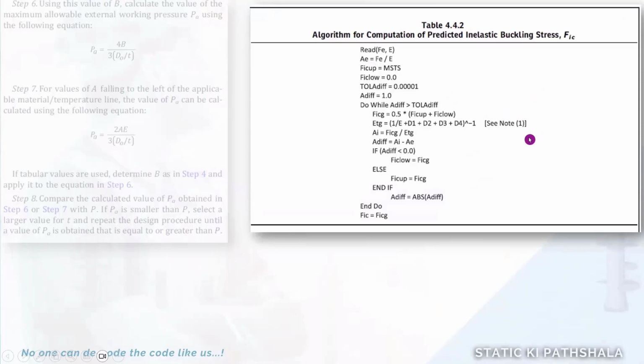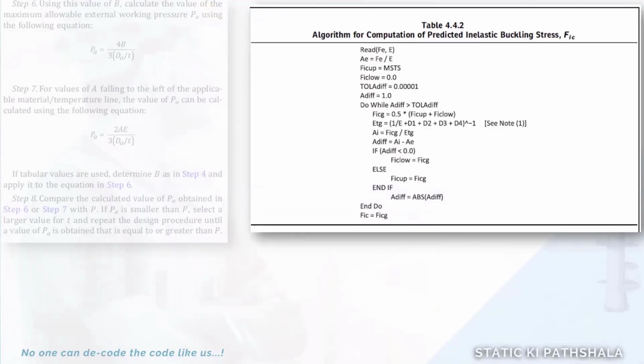So this program is nothing but an iteration loop that you have to follow to calculate the FIC value. It is very complicated, isn't it? They have given some program, but we have made it very simple. With the help of simple equations also we can use it. Excel is the tool that we are going to use.